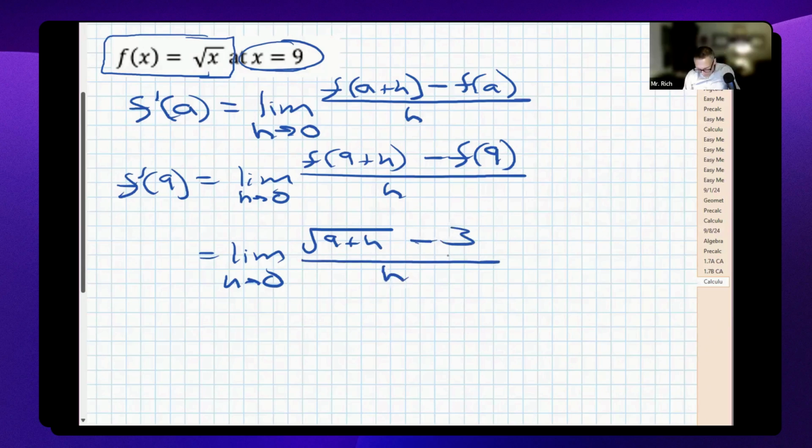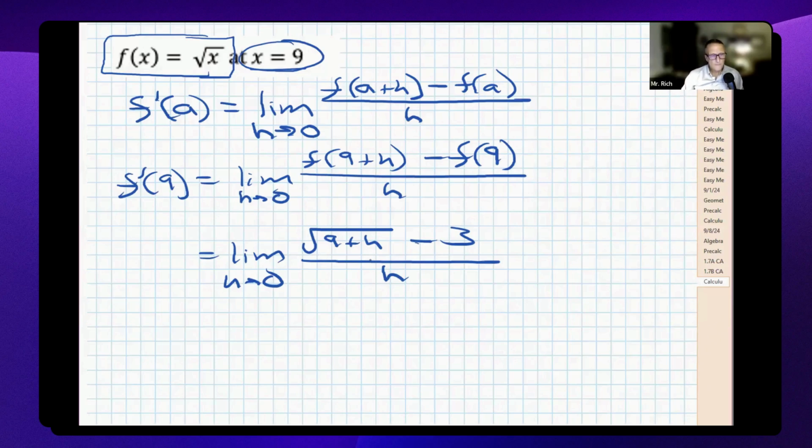Those of you that are familiar with evaluating limits know that if I tried to substitute 0 in for h, I would get 0 over 0 at this point, because this would be the square root of 9, which is 3, minus 3, all over 0. And you know that 0 over 0 is what we call indeterminate. It means we don't know what the value is going to be for that limit. It means we have more work to do in terms of simplification.